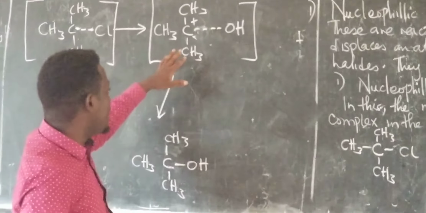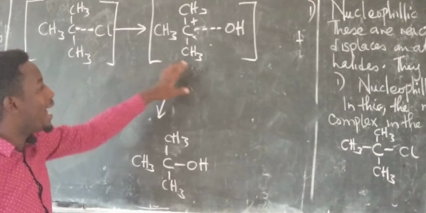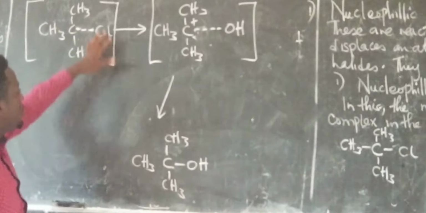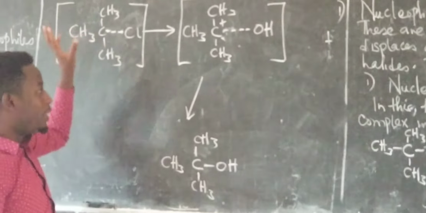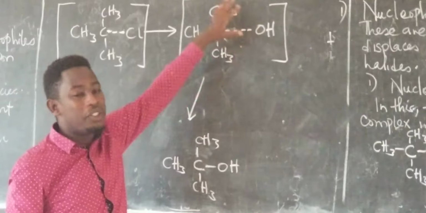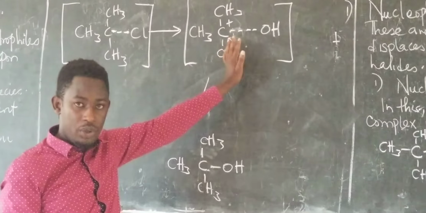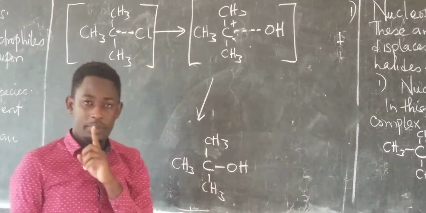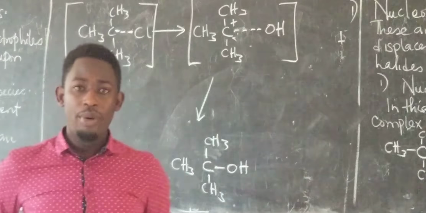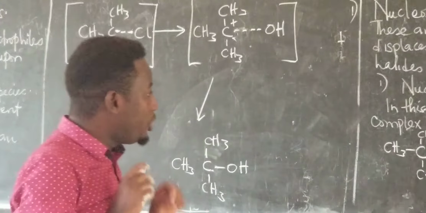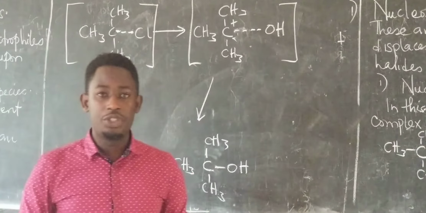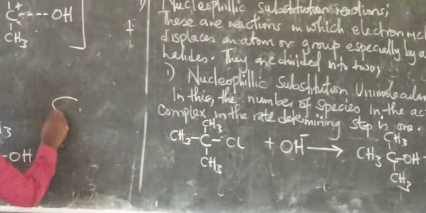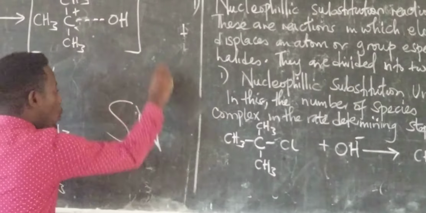So it means in this case, we have two activated complexes. We have one where we're trying to break the bonds. Then we have one where we're trying to make new bonds. But each activated complex has one compound. That's what we call nucleophilic substitution unimolecular. It is represented as SN1.